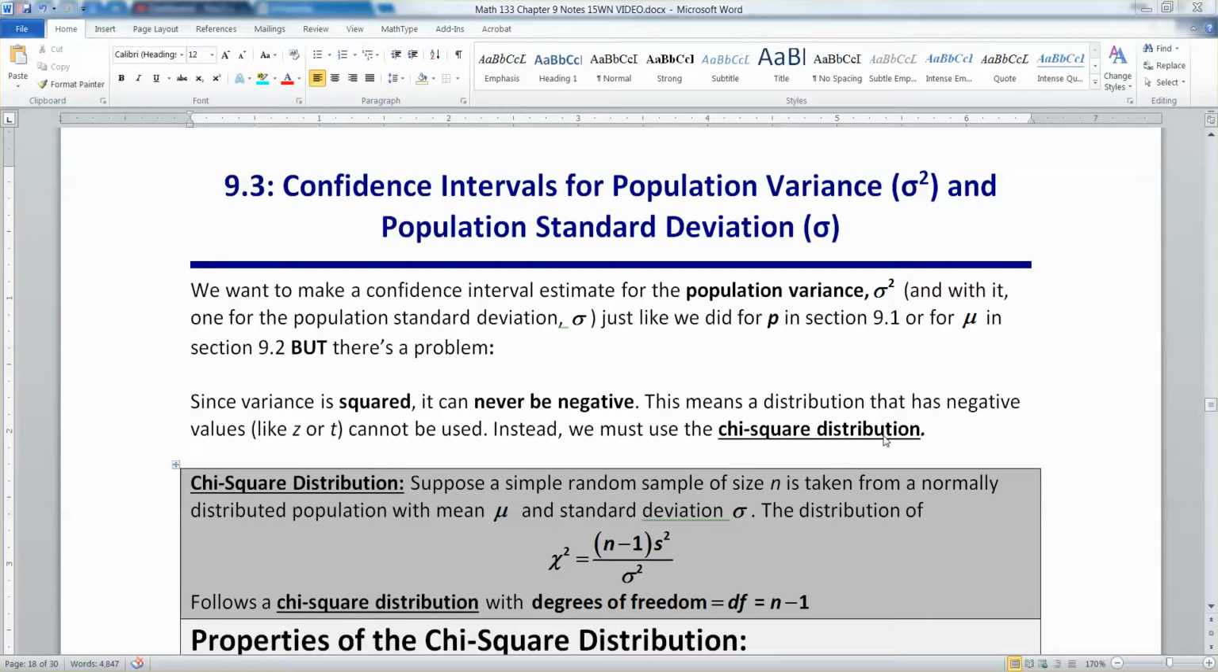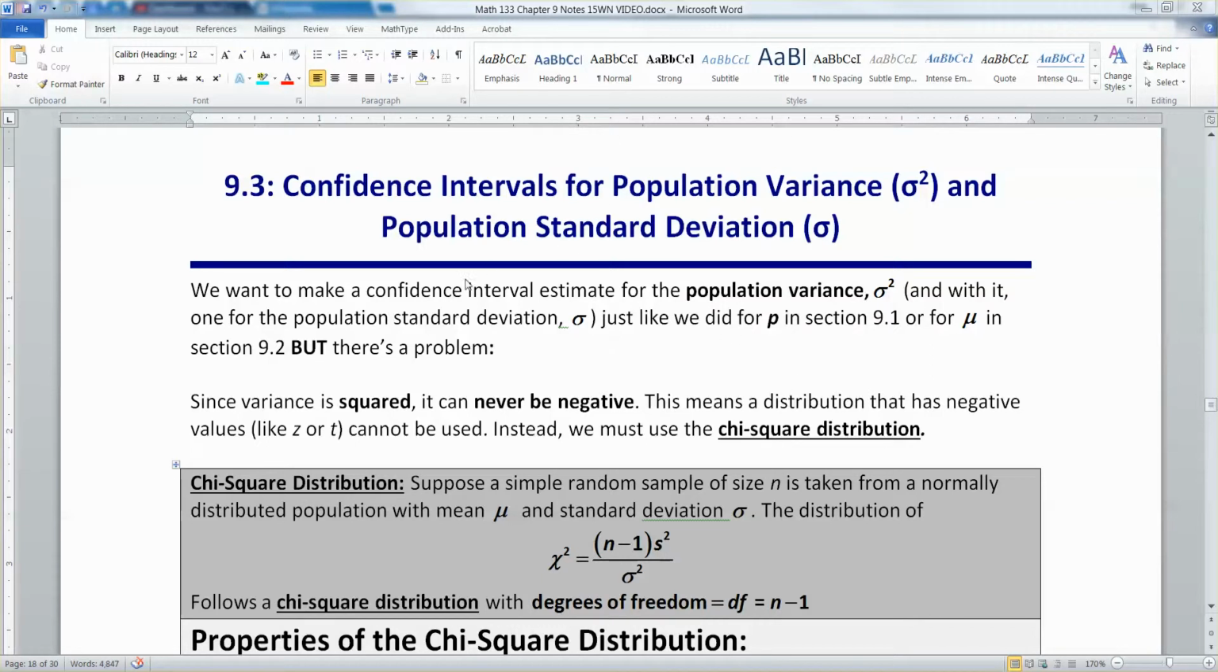We now need to move into our last type of confidence intervals for Chapter 9. Don't worry, there'll be more in Chapter 11, but this is the last one for now. And those are the confidence intervals for population variance and standard deviation. I say "and" because the two formulas are very much tied together. They go hand in hand because the variance is the square of the standard deviation. So if you have one, you kind of have the other.